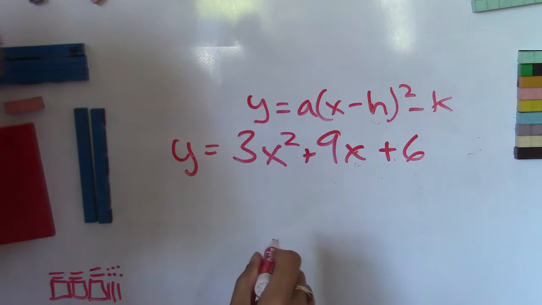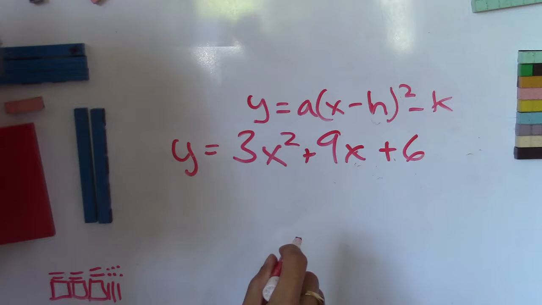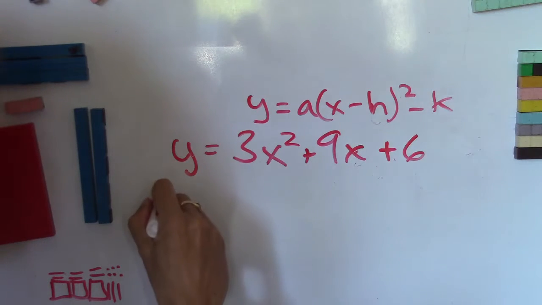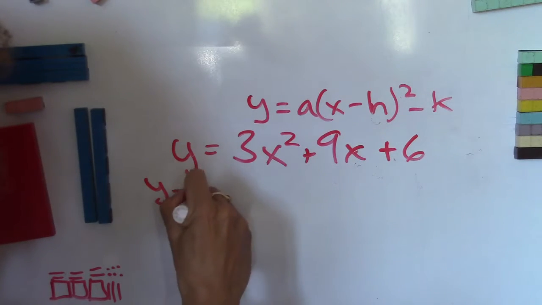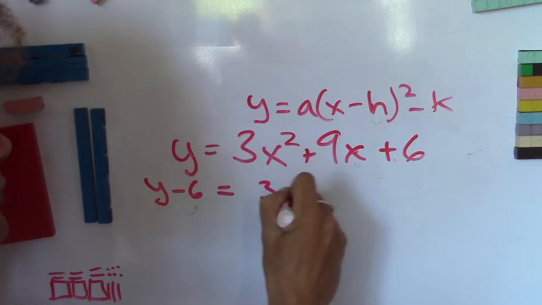Alright, so the first step is you need to bring the constant to the other side. So you're going to get rid of the constant. Alright, you're going to do it that way. Equal to 3 times the quantity of x squared plus 3x. I like it a lot. And that's still the exact same thing.